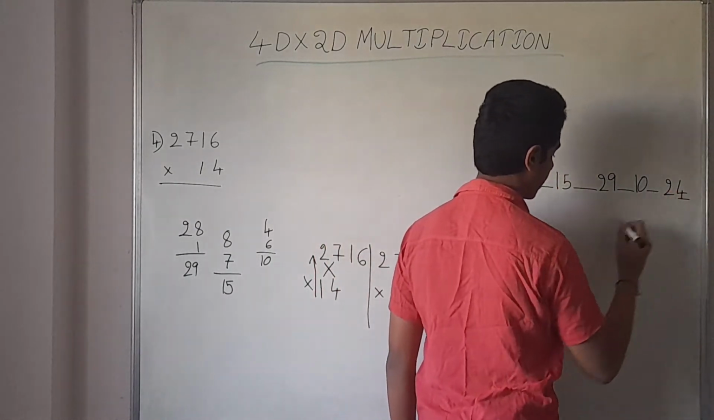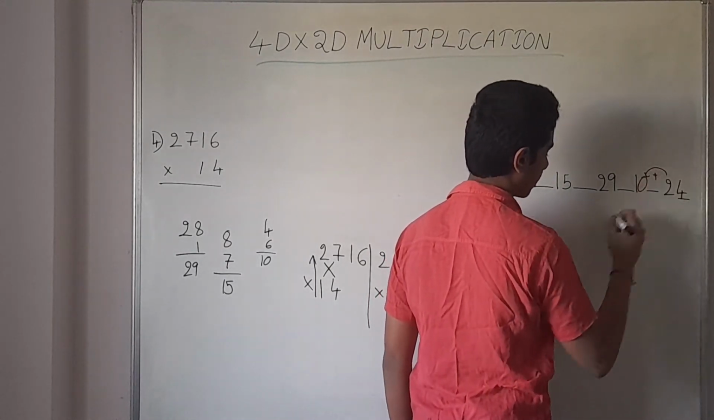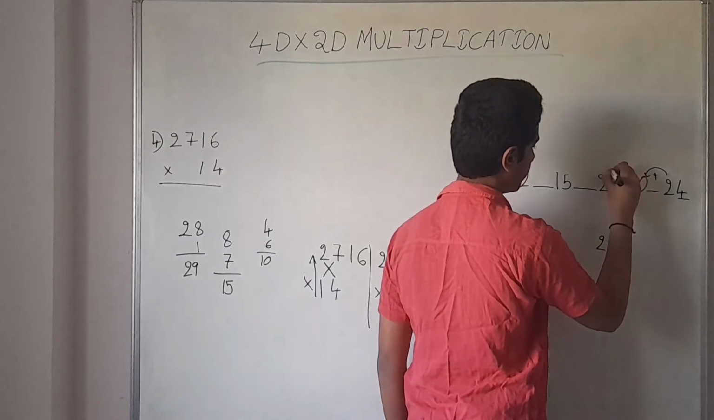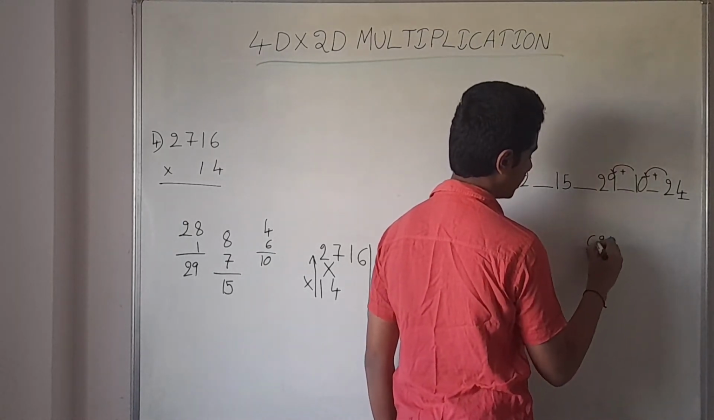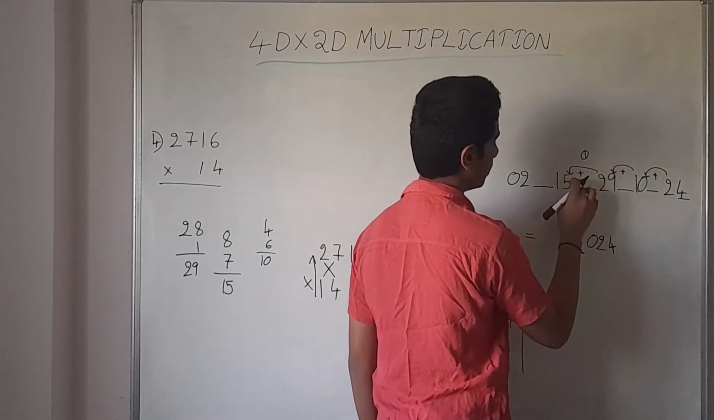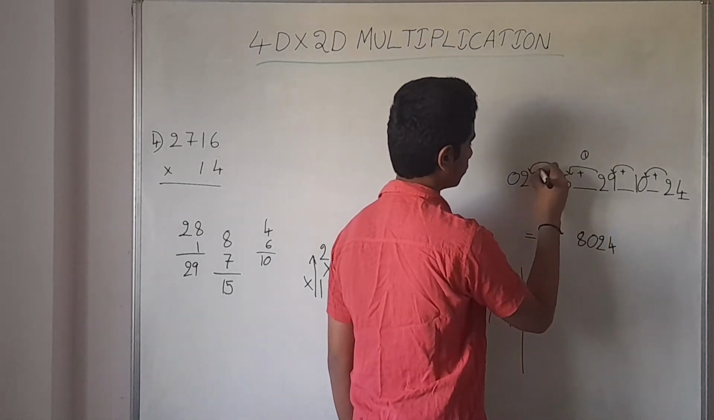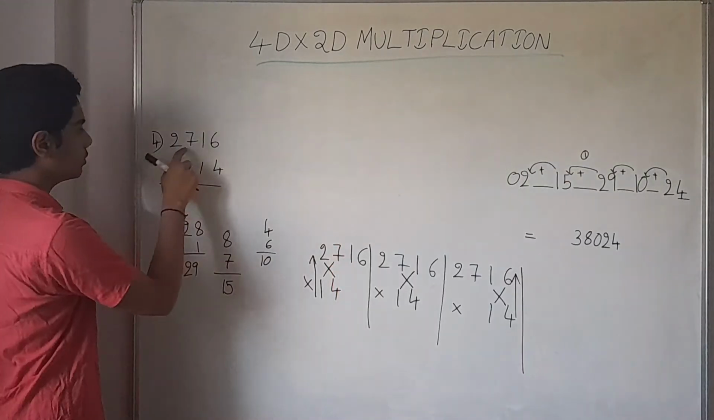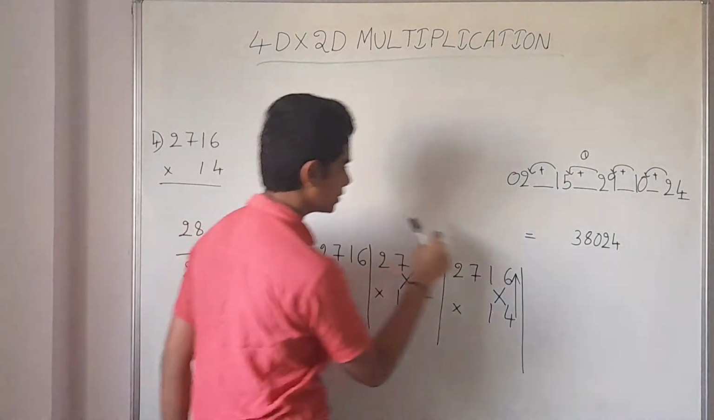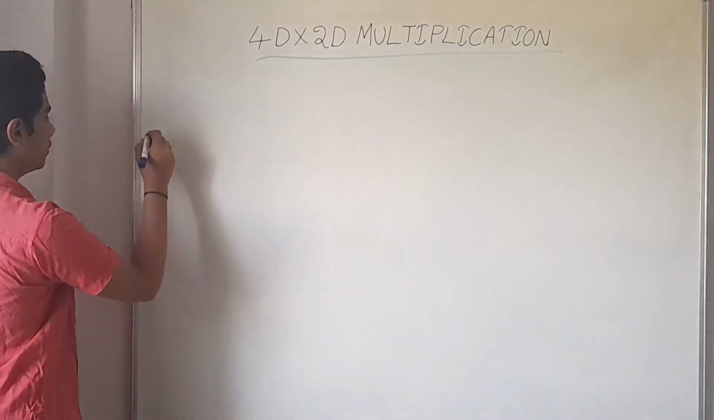First step is write 4 as it is and add 2 plus 0. 2, 1 plus 9, 10, write 0, carry 1. 2 plus 5, 7, 7 plus 1, 8. 1 plus 2, 3. 2716 into 14 is 38024. Let's take another example.